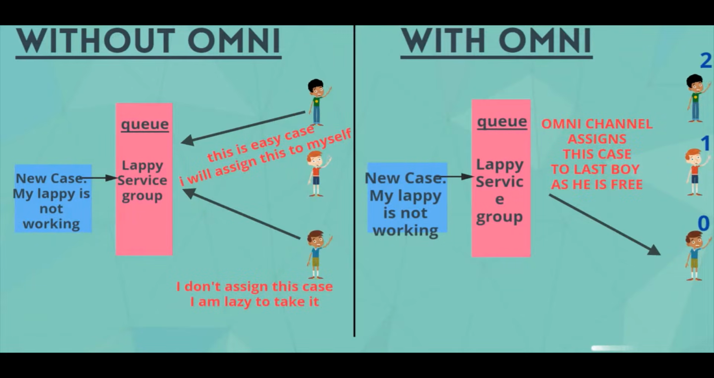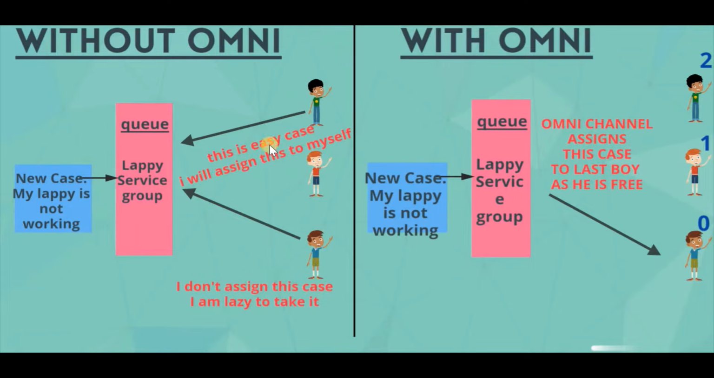case that is coming in, which is like my laptop is not working. So whenever laptop is not working, obviously laptop service group has to take care. So that group we have given it as a queue. So laptop service group is having three people, 1, 2, and 3. Okay, out of these three people, one has to get assigned with this particular case. So without omni-channel, it is a manual process. So three of them, either one of them has to take that case.